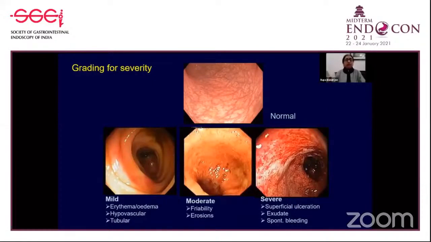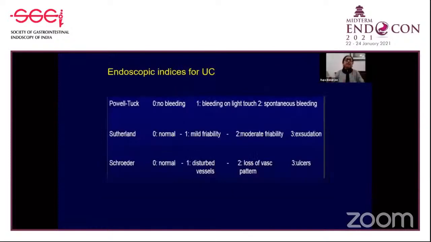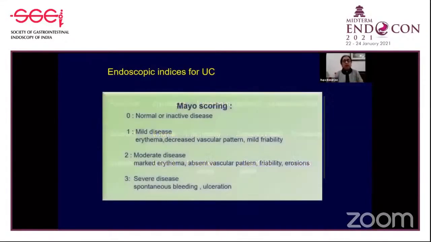We can grade for severity of disease. It could be just mild disease, as you see on your left side, moderately severe, or severe disease. Accordingly, numerous indices have now been developed. I'll not get into the details of this. There are many such. The Mayo score is the one which is most used, such that between endoscopists, we can understand. And when we recheck the colon, we can compare.